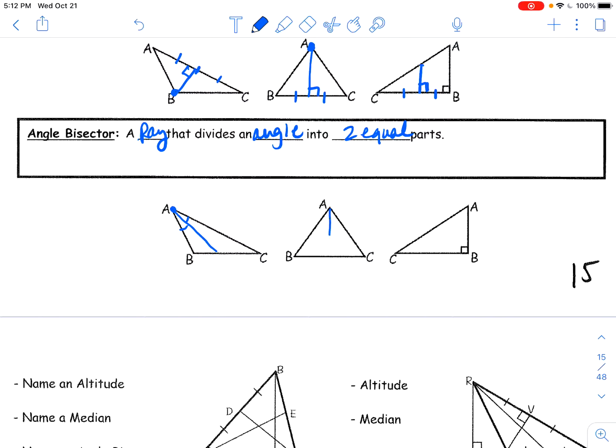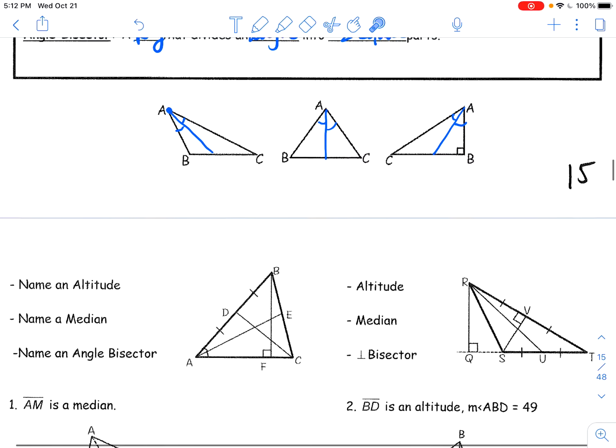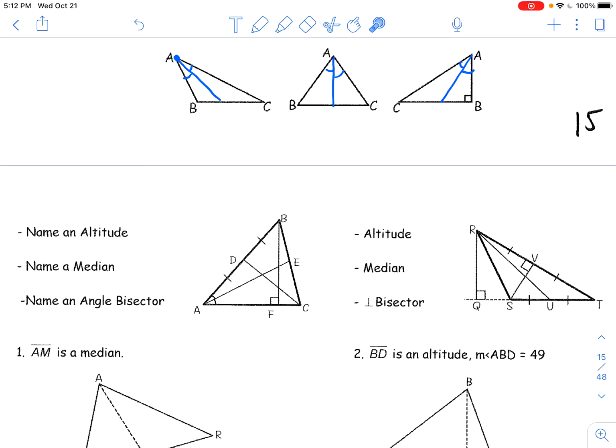In the second triangle, if I'm going to be an angle bisector, I can draw it like this. And in the last triangle, if I'm going to bisect angle A, I've got to have two congruent angles right here. And make sure you're showing they're congruent by putting those two little marks. All right, just a couple more examples and then you'll have time to practice.